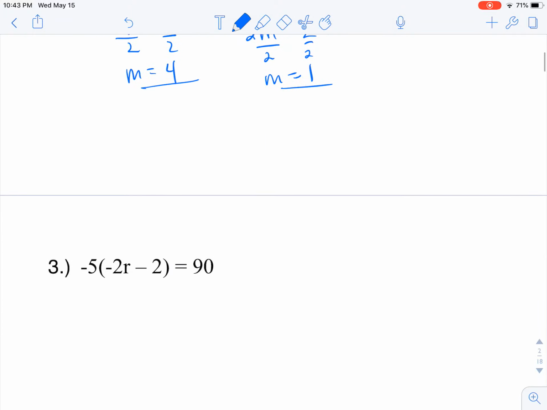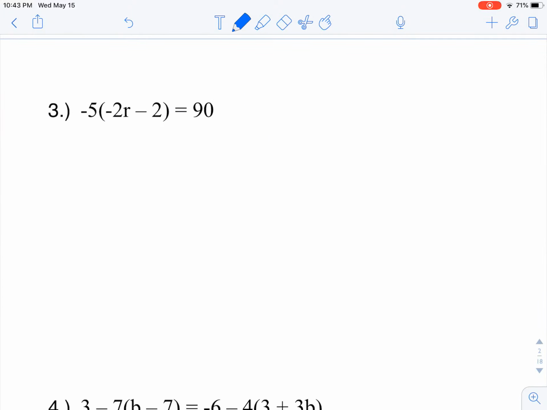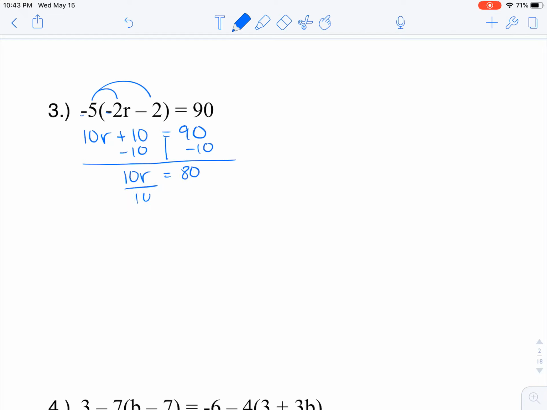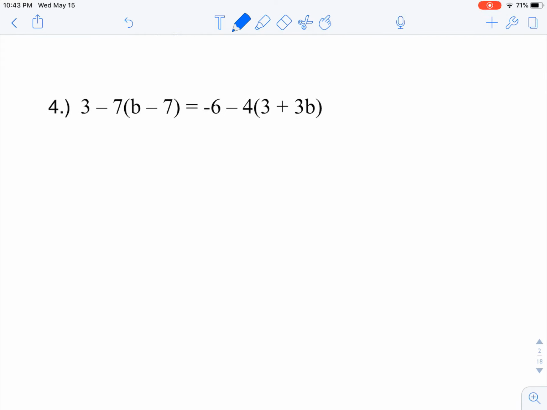All right, number 3, just looking at a basic equation. So start with distributive property. So negative times a negative is going to be a positive 10r. And then negative 5 times negative 2 is a positive 10. Now, again, upside down t, what you guys learned with Mr. Lakins. So subtract 10 from both sides. 10r equals 80, and divide, so r equals 8. Pretty simple.